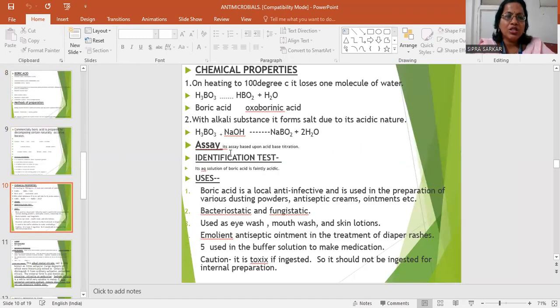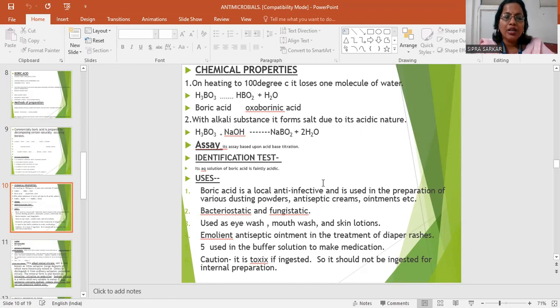Chemically, you can see that when heated at 100 degrees it loses 1 molecule of water. So it produces metaboric acid, HBO2. With alkali solution, it forms salt due to its acidic nature: H3BO3 and NaOH give sodium borate and water. Assay will be based on acid titration. Identification test: the aqueous solution of boric acid is faintly acidic.